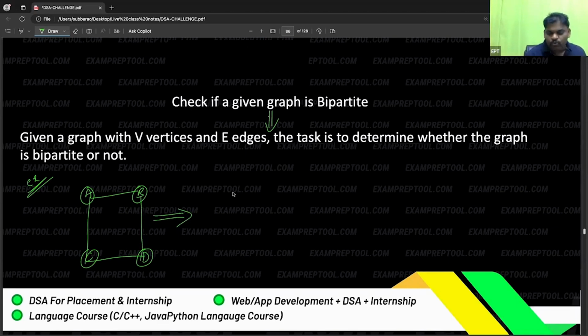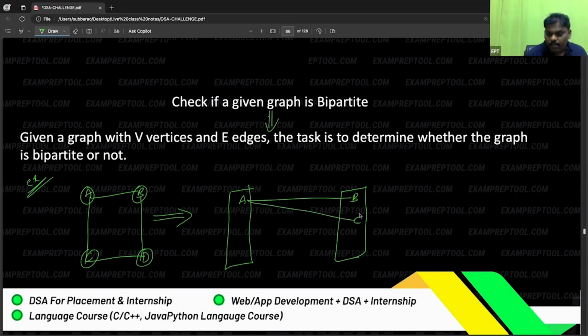Let me check. The meaning of bipartite is, you have to divide the given graph into two parts. So you start from anywhere. Let us assume that I started with A. Start with any vertex, whatever vertex you want. Now, when you started with A, adjacent to A are B and C. A adjacent is B, A adjacent is C also.